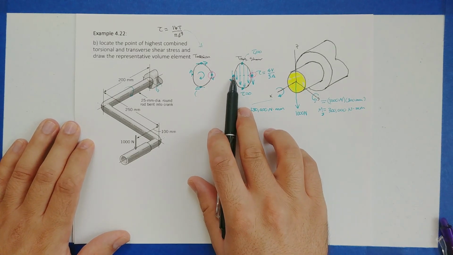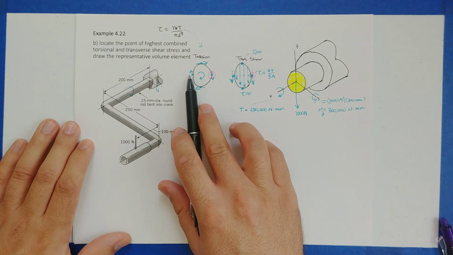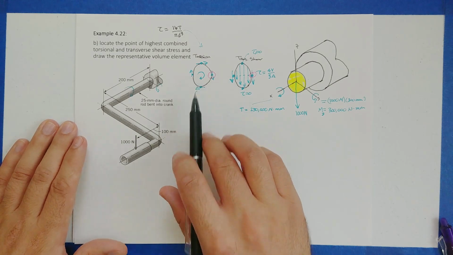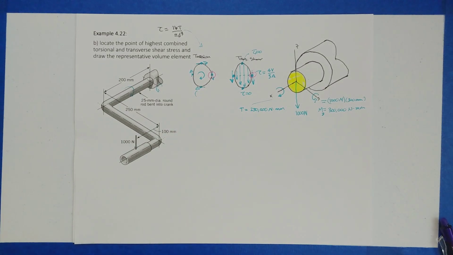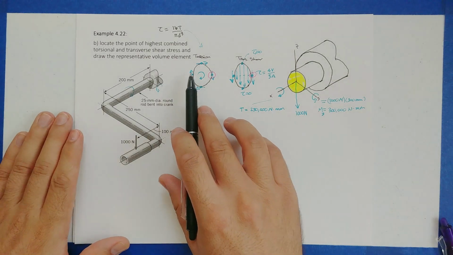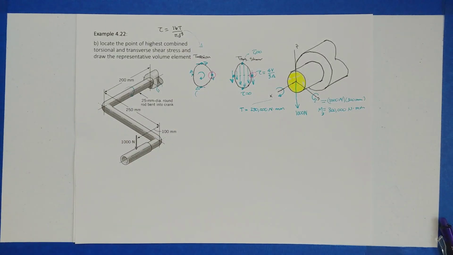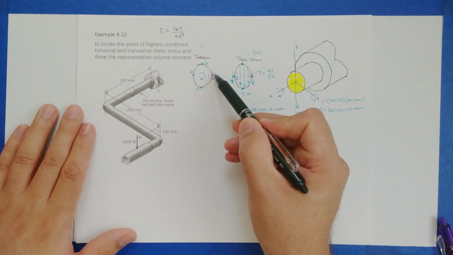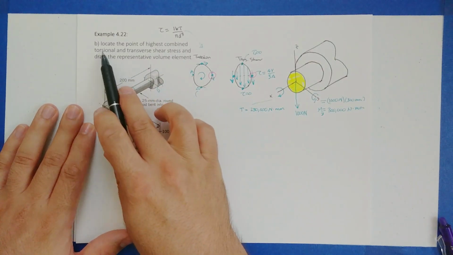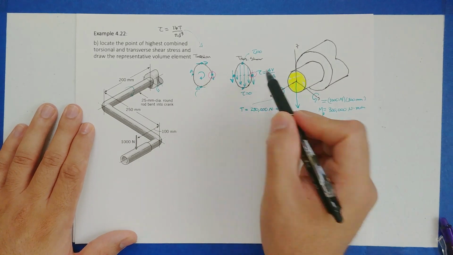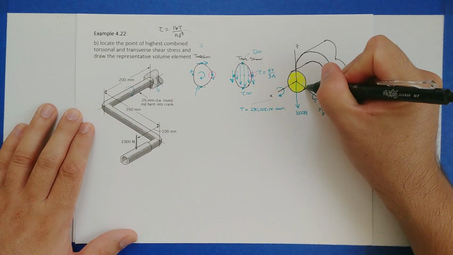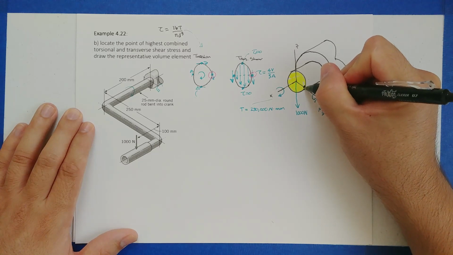And then if we look at this point here on the left, we have contributions from the torsion and from the transverse, but they're in opposite directions. So they're fighting each other. They're going to counteract and they're going to end up lowering the shear stress at those points. So instead, we just found the point where we have the maximum combined torsion and transverse, which is this point over here, which if I draw it on this original one, we'll put it over here.